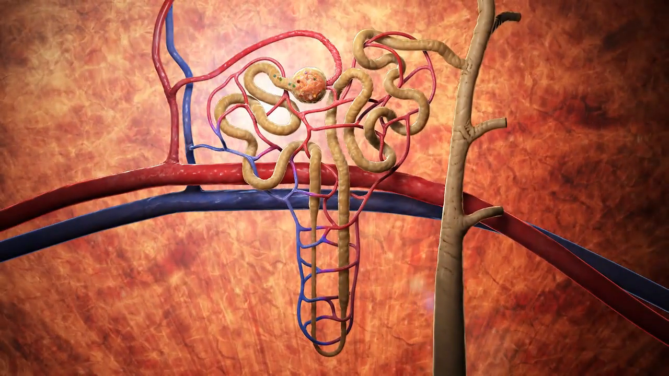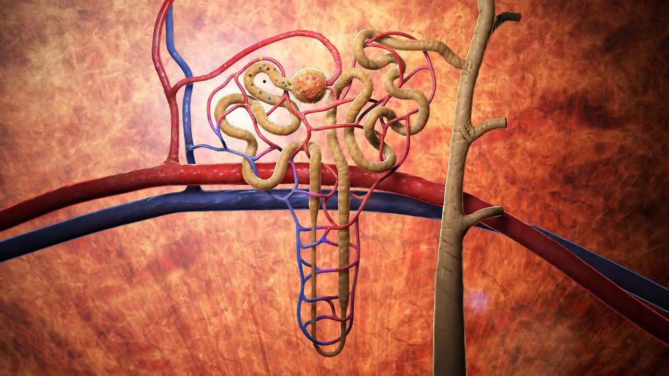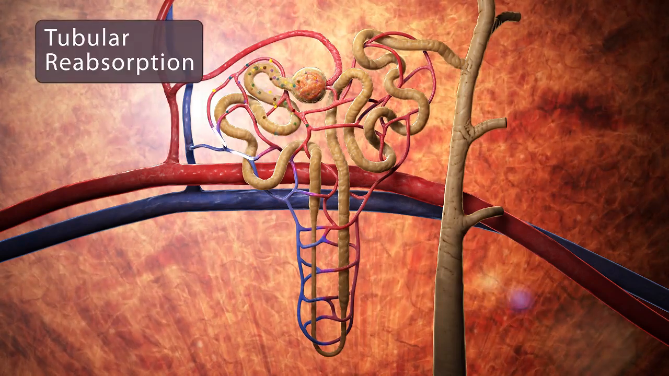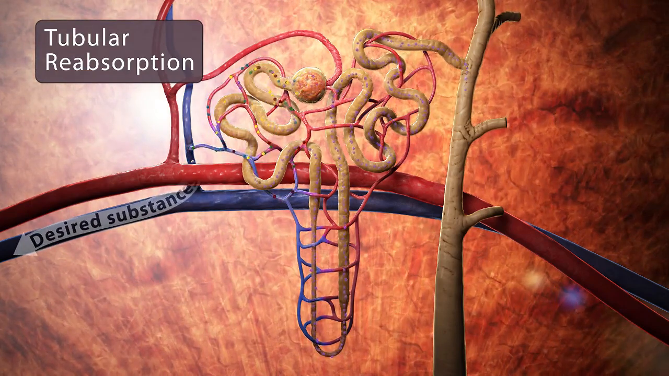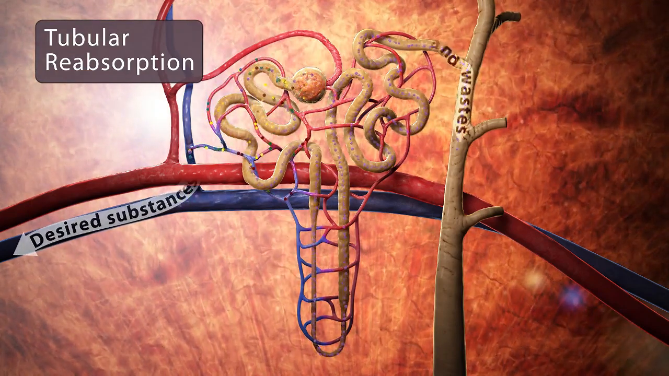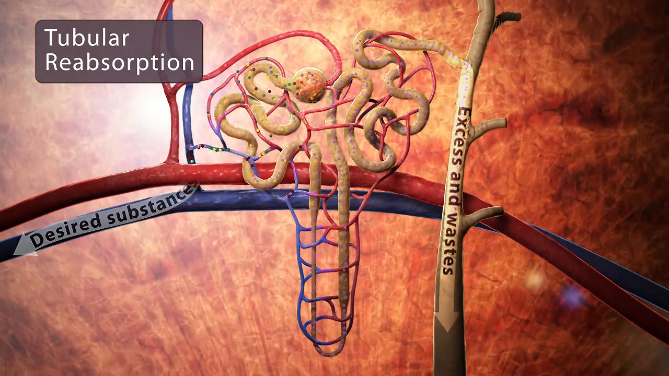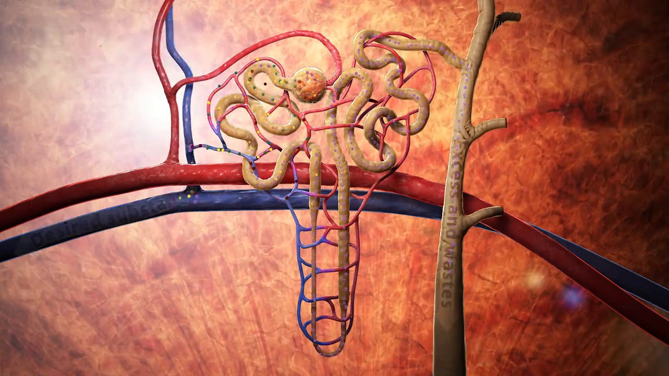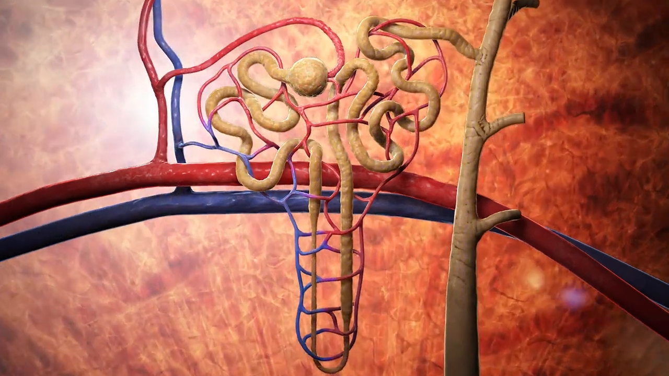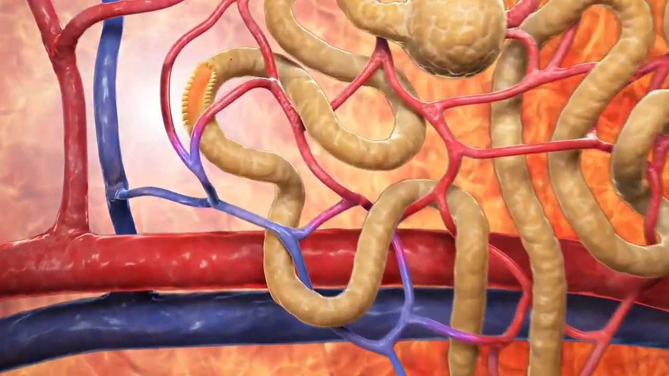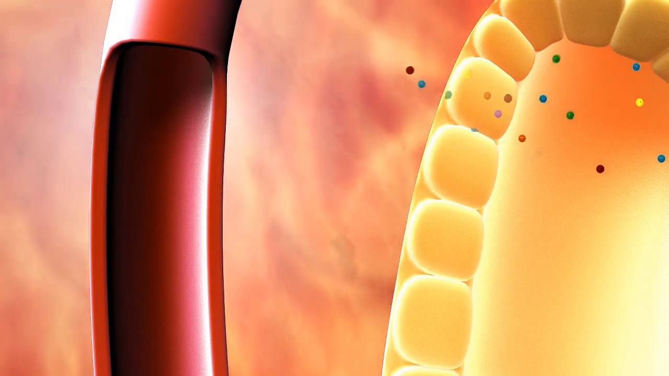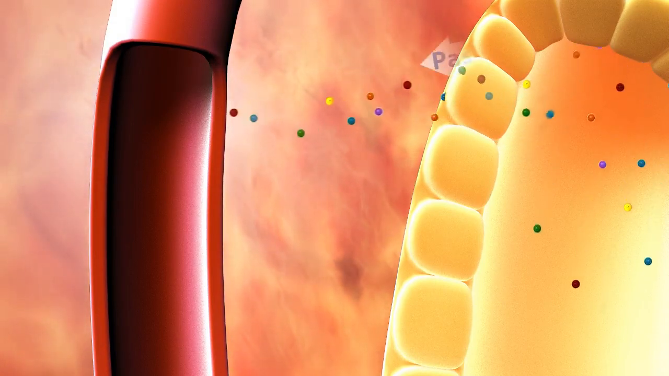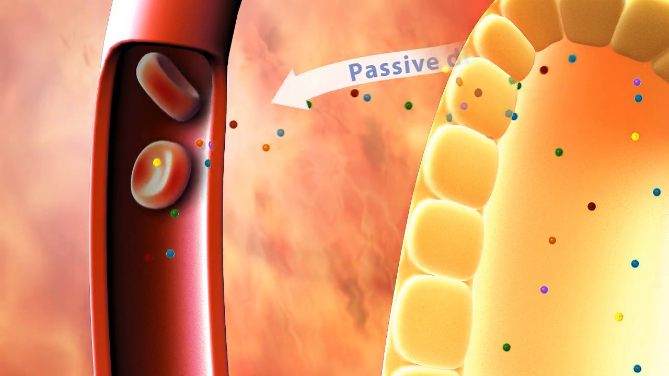When filtrate from the renal corpuscle flows into the proximal convoluted tubule, tubular reabsorption separates the needed concentrations of substances from their excess and from metabolic wastes. Unneeded substances pass out of the body in the urine. Tubular reabsorption: the return of most water and filtered solutes to the bloodstream involves both passive and active processes.